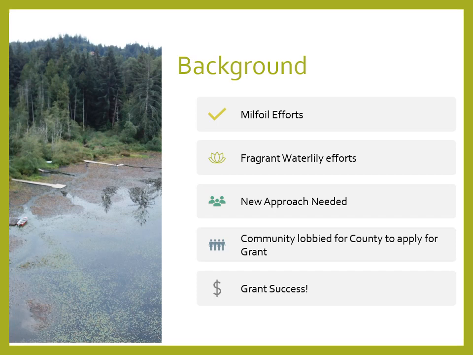Several community members lobbied the county to apply for and obtain grant funding to help the community. The first step to develop grant funding is you need to develop an integrated aquatic vegetation management plan. The plan will then set you up to apply for implementation grants through the same program later on. We applied for the grant and received it successfully, which has brought us to where we are at today.